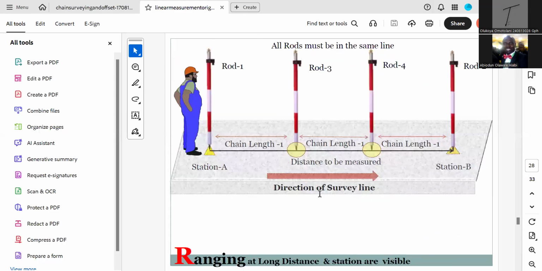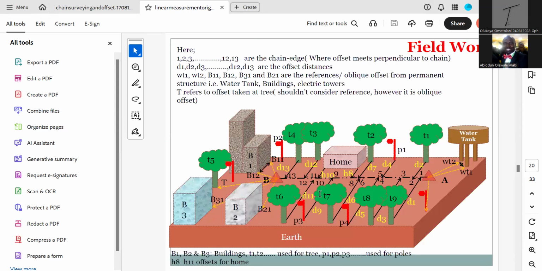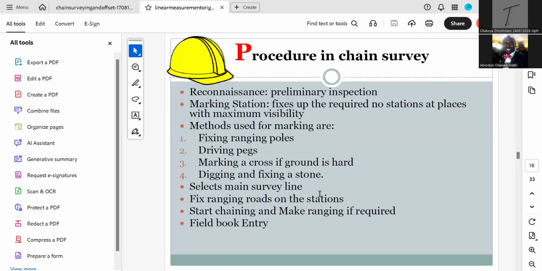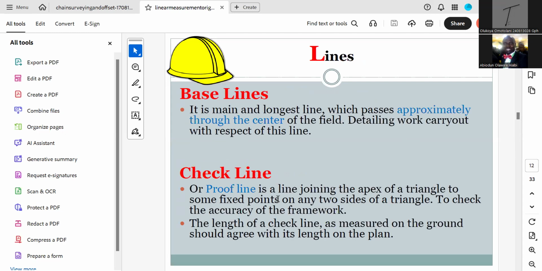Okay, I can't find it. There's a slide that lists the equipment or instruments used in chain surveying. You know that we use chain or tape. I think I listed those instruments for you 2 weeks ago. We have the chain or tape, the pegs, the arrow, and the ranging pole. So please take notes of those instruments.